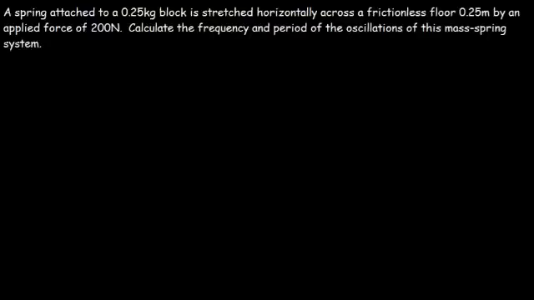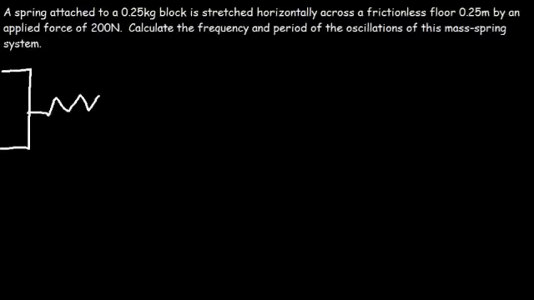A spring attached to a 0.25 kilogram block is stretched horizontally across a frictionless floor 0.25 meters by an applied force of 200 newtons. Calculate the frequency and period of the oscillations of this mass spring system. So let's begin by drawing a picture.